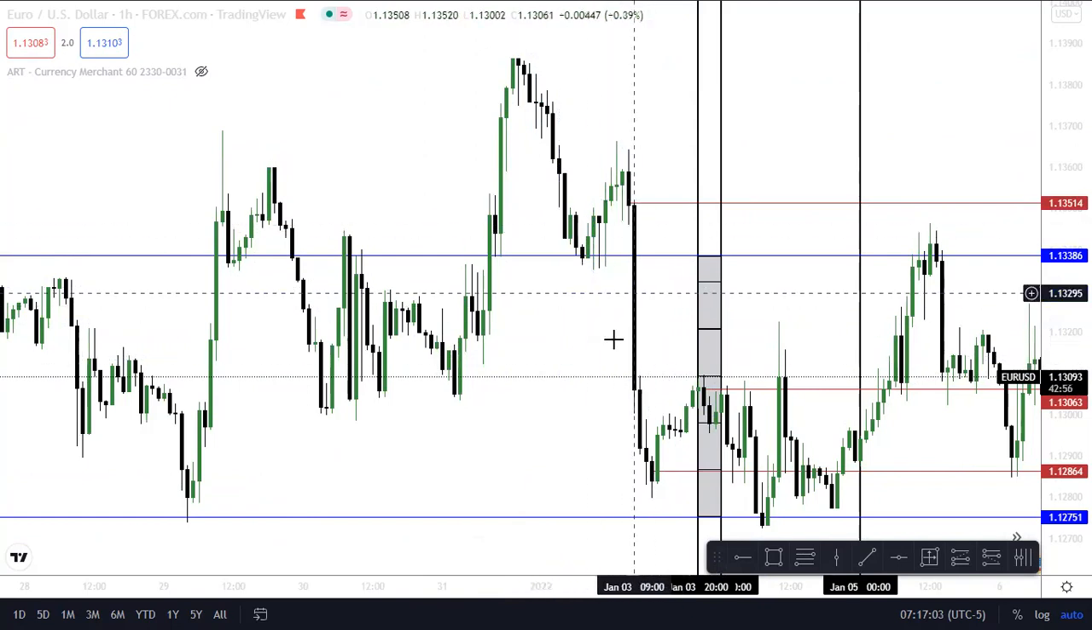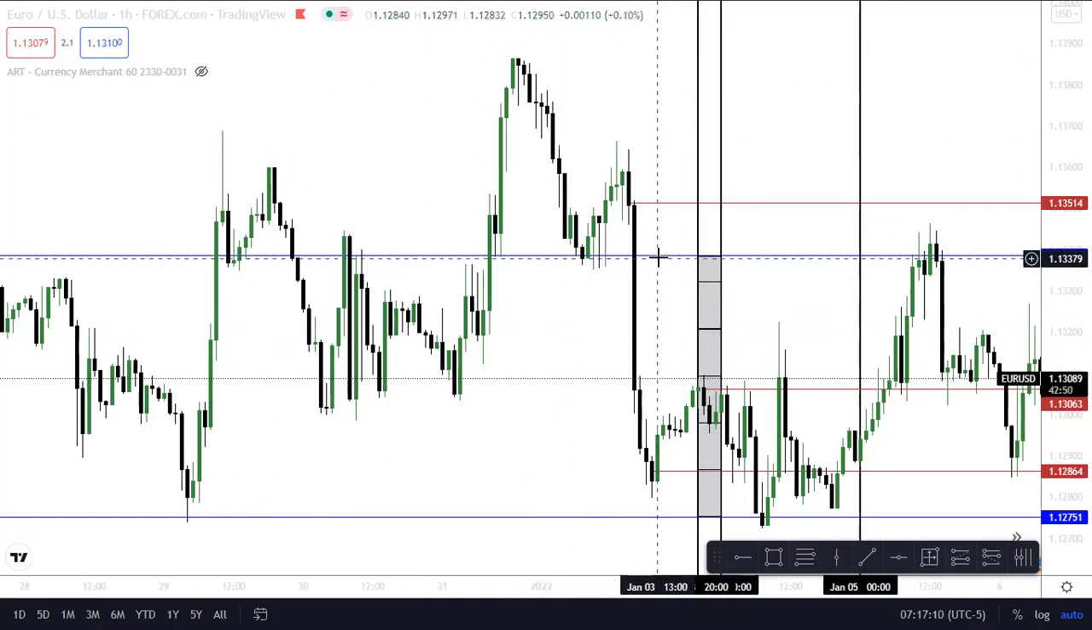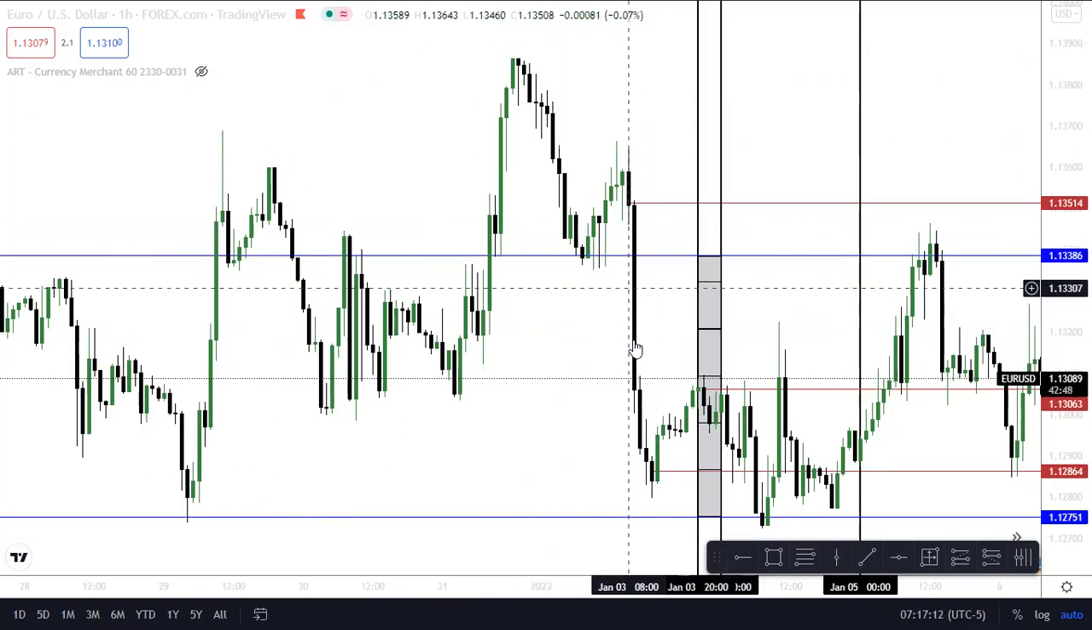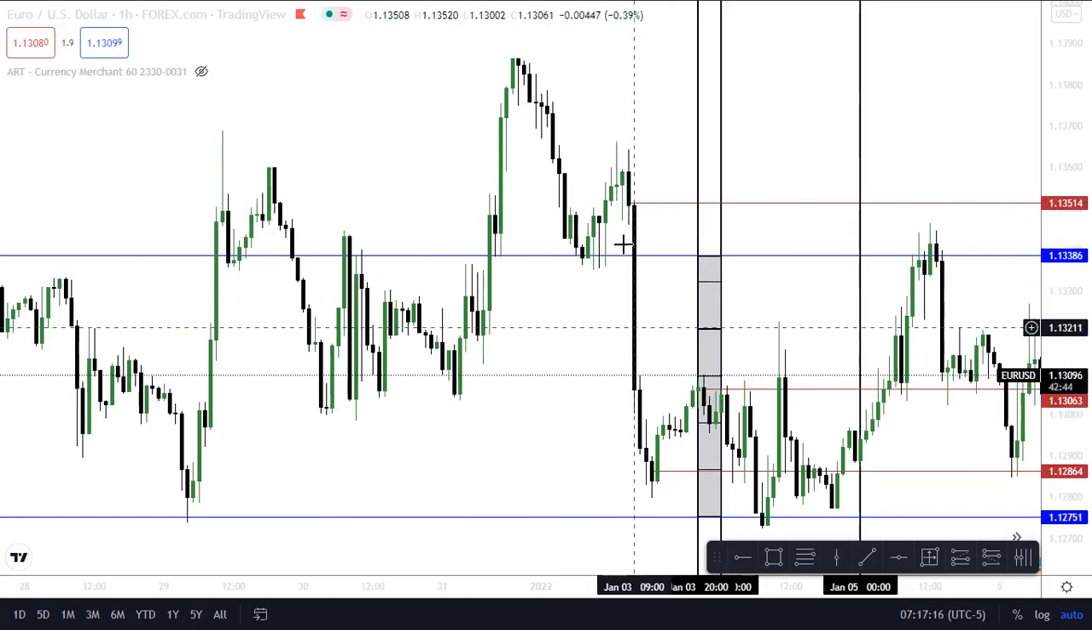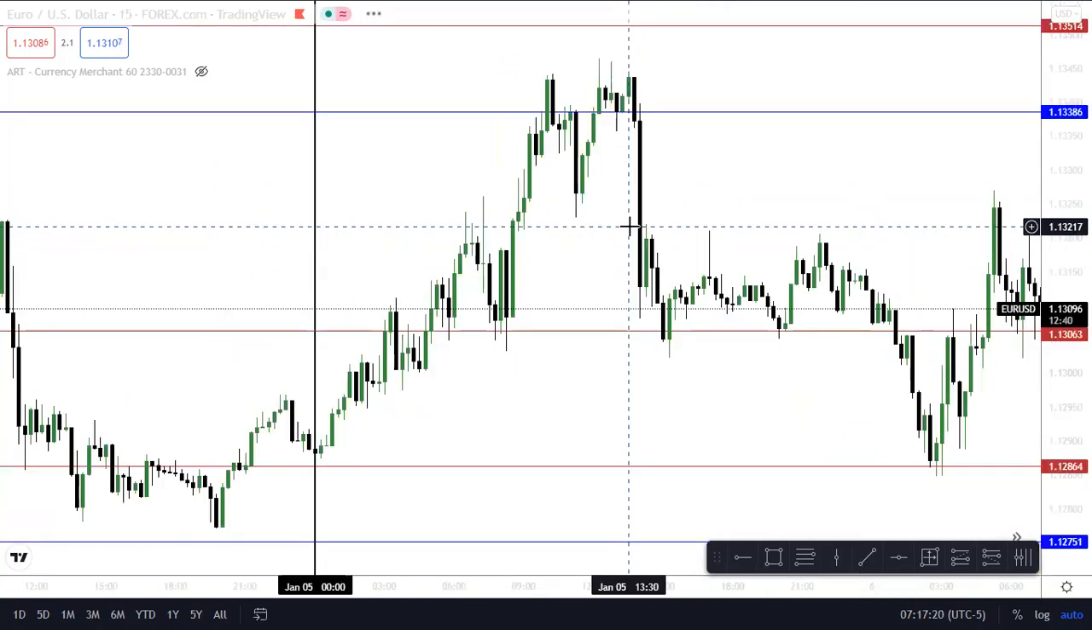On this time frame, it doesn't matter what time frame. Let's go back to the 50-minute time frame to remain consistent. But what I'm seeing on this time frame is this big fair value gap. Okay, let's go back to the 50-minute chart.